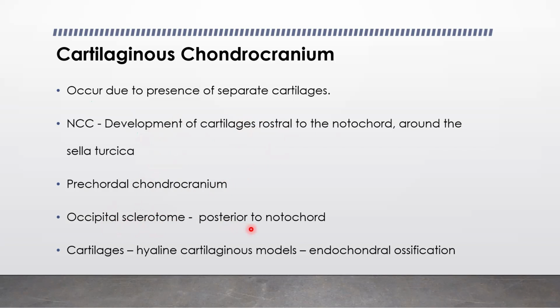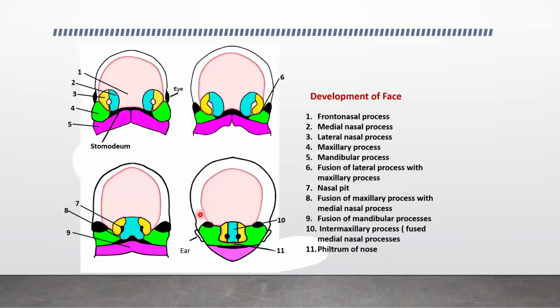And now through that, we'll have the cartilages forming hyaline cartilaginous models. Then this hyaline cartilaginous model undergoes endochondral ossification to form bones that are just posterior to the notochord. So talk about the occipital bone, talk about some portion of the temporal bone, the styloid process, the mastoid process, all of them will be coming from the occipital sclerotome.